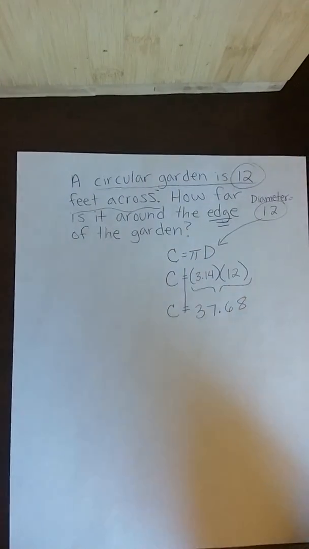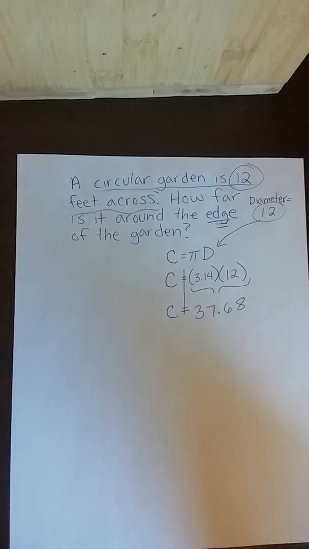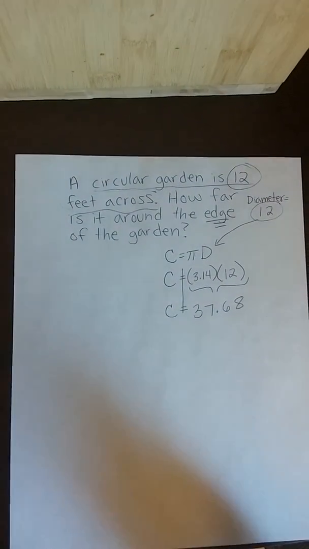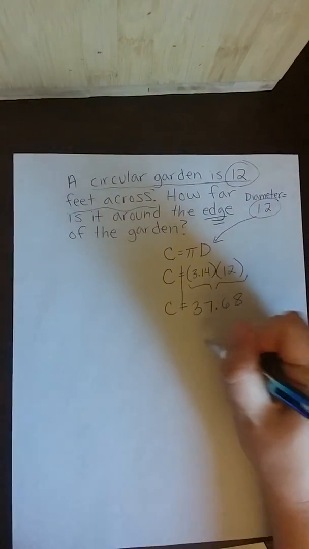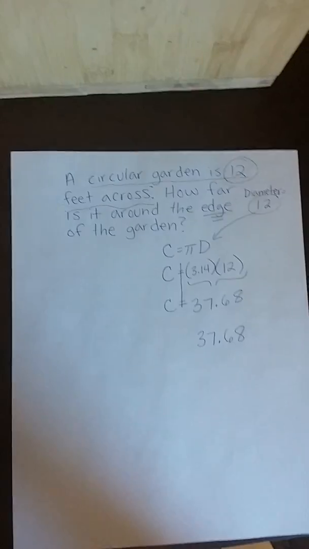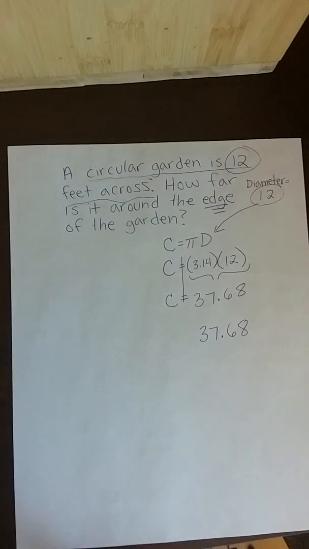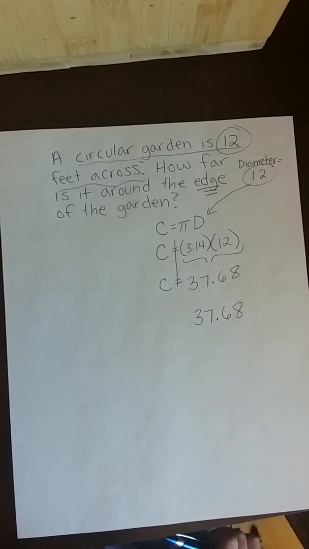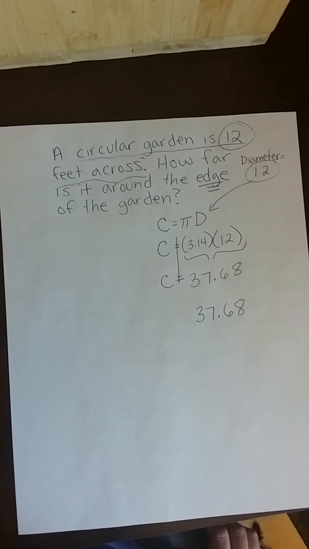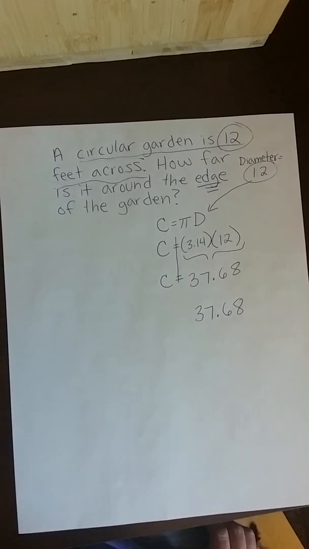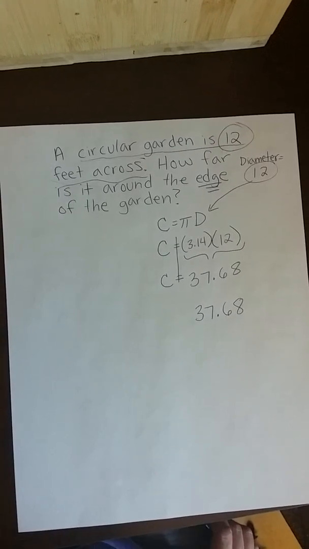That means if I walked around the garden, all the way around the outside edge, it would be 37.68 feet. For your homework, you would just write 37.68. So remember, when you're doing word problems, the key is to use your key words, your key vocabulary, to determine what do you know. Do you know the circumference? Do you know the radius? Do you know the diameter? And then plug things in and solve the equations.